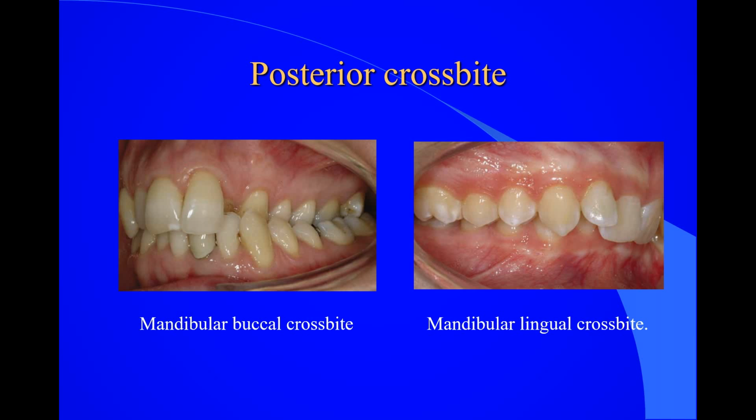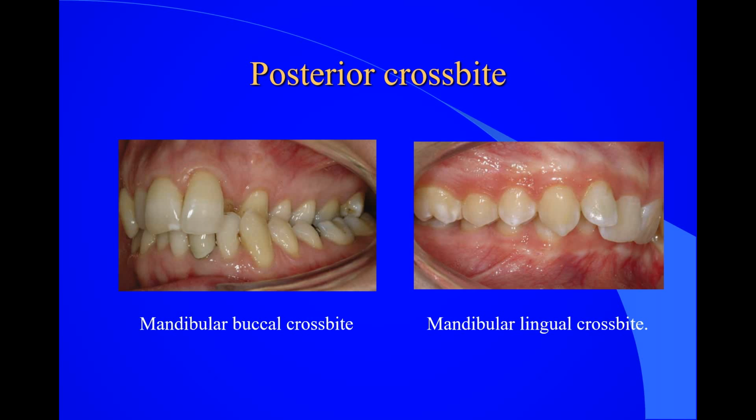The displacement of a tooth palatally in the maxilla or buccally in the mandible, as you see here, may result in a localized crossbite and is usually a reflection of crowding. Also, a removable appliance with a palatal spring can be used to tip these teeth buccally.